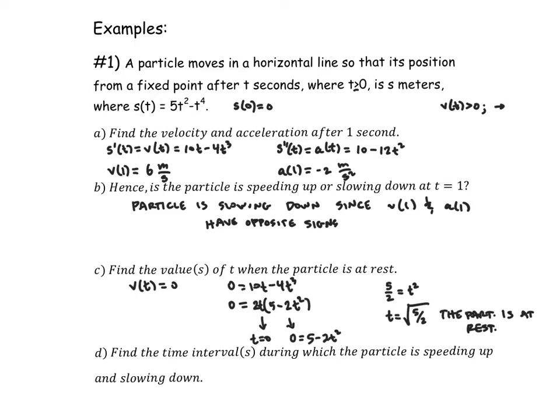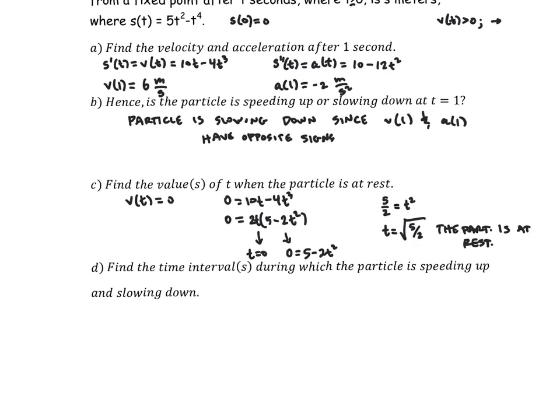Okay, let's look at part D here. Find the time interval during which the particle is speeding up as well as slowing down. So I'm going to do a sign diagram here. And I'm going to look at where velocity is positive, where velocity is negative, where acceleration is positive, and where acceleration is negative. So the first sketch is V of t's sign diagram here. I know V of t equals 0 at t equals the square root of 5 halves.